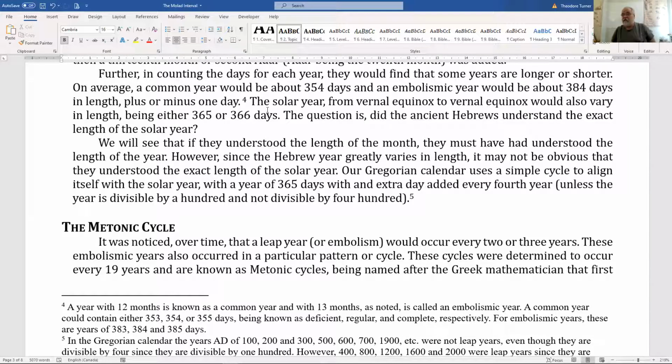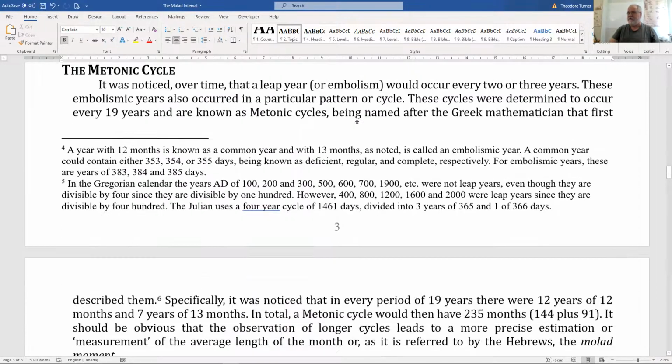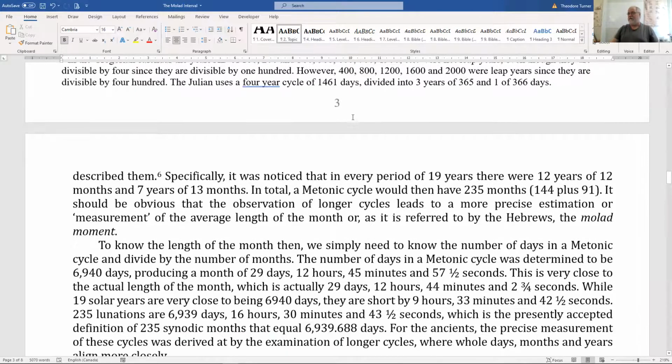Now, we're going to look at the Metonic cycle. It was noticed over time that a leap year, or embolism as they called it, would occur every 2 or 3 years. These embolismic years also occurred in a particular pattern or cycle, and these cycles were determined to occur every 19 years and are known as the Metonic cycles, being named after the Greek mathematician that first described them.